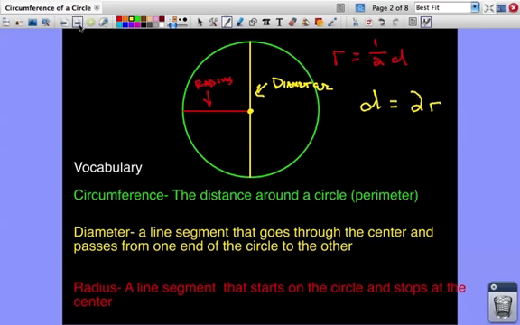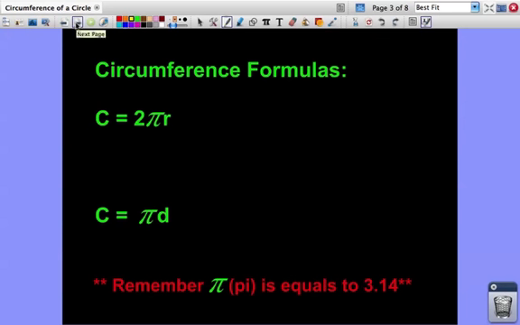Now, if we want to find circumference, we need to use one of these two formulas. The first formula is for if you're given the radius of a circle. The second formula is if you're given the diameter of a circle. This C right here stands for circumference. If you're given the radius, circumference is equal to 2 times pi times r, and r is your radius. And the second formula is circumference equals pi times diameter, because this d is your diameter.